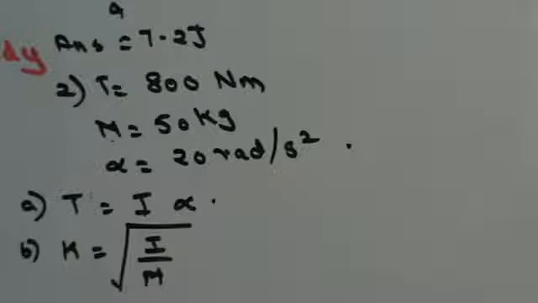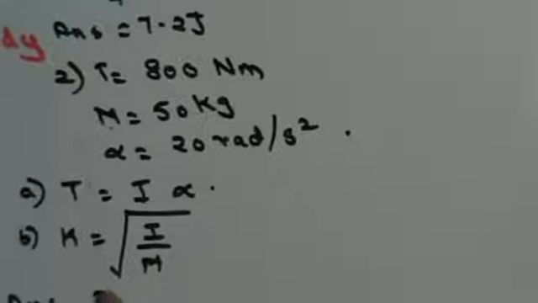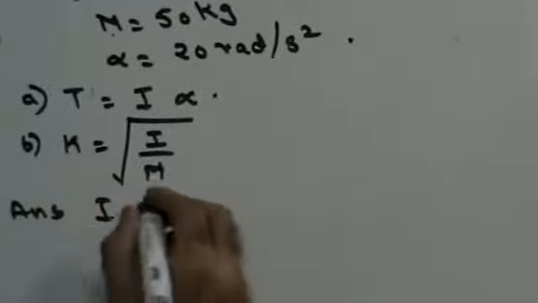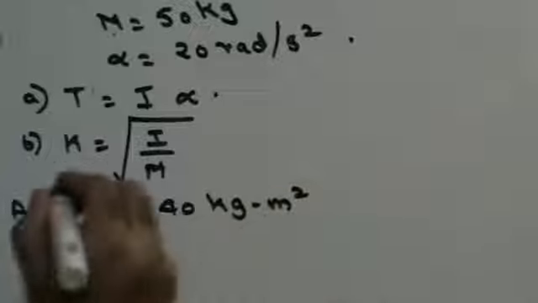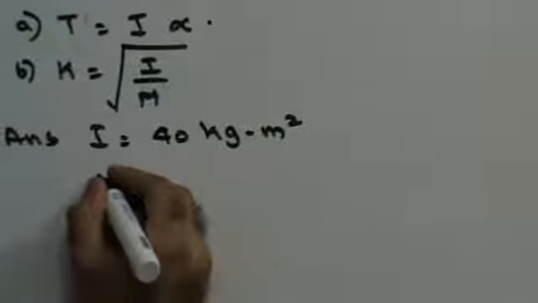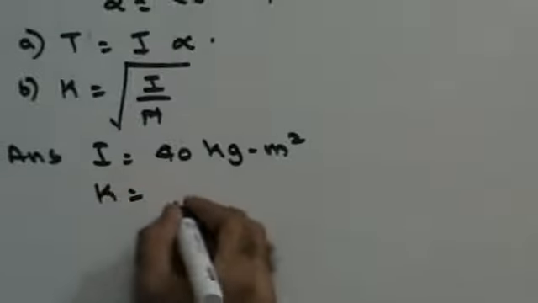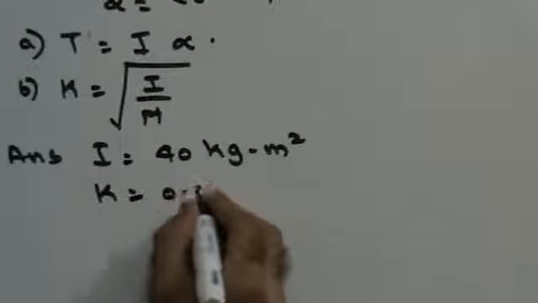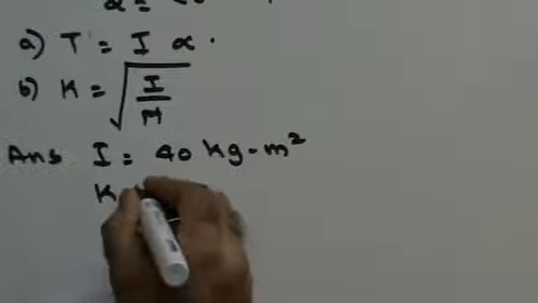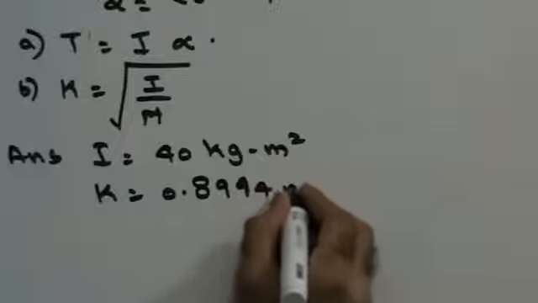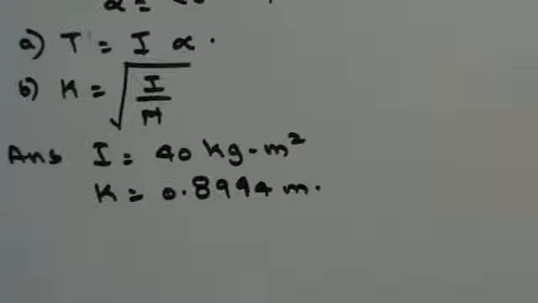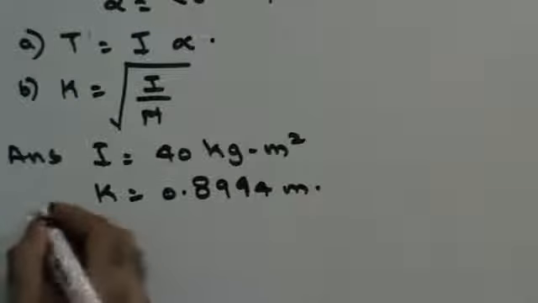The answer for this sum should be I equal to 40 kgs meter square, and the radius of gyration k should be equal to 0.8994 meters. Next, take down next sum please.